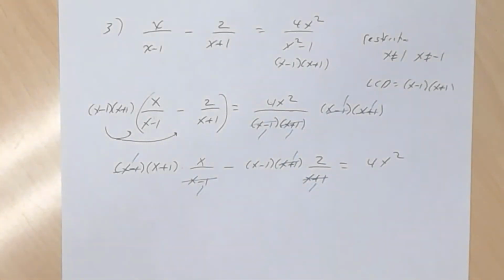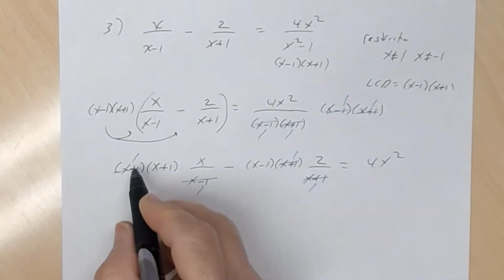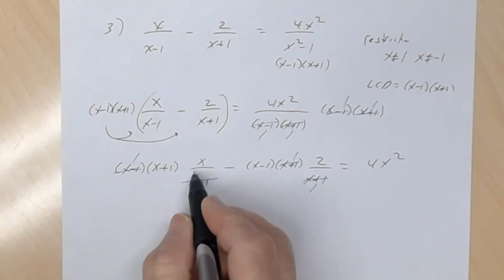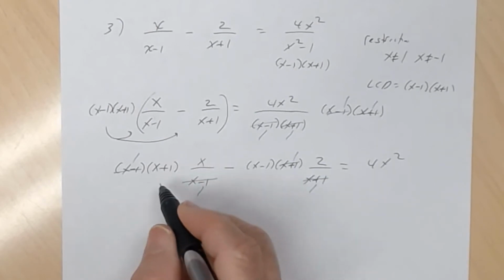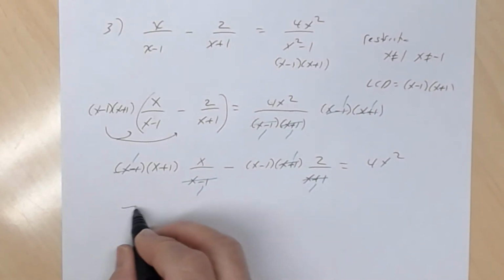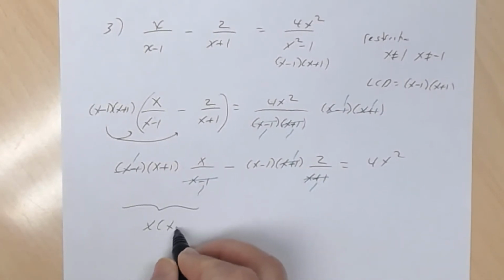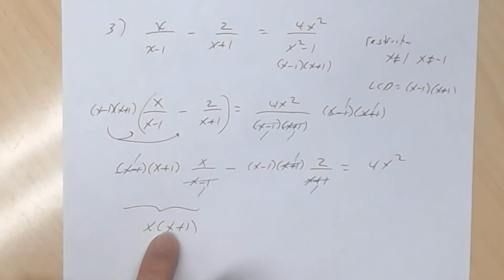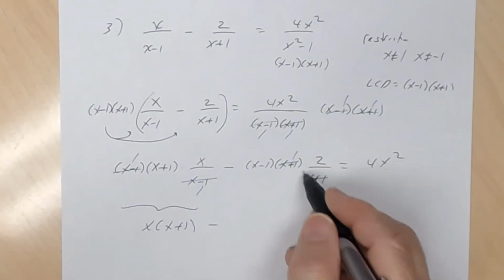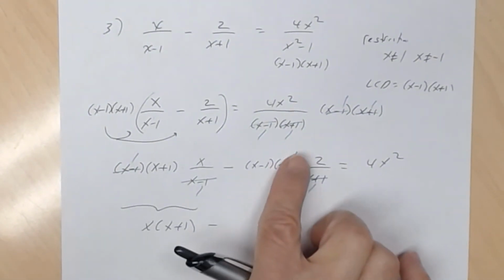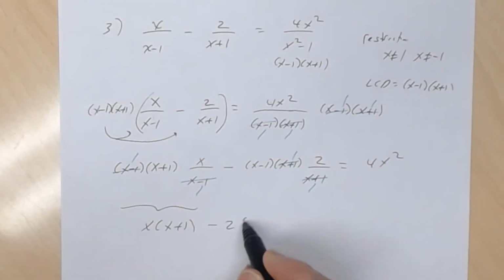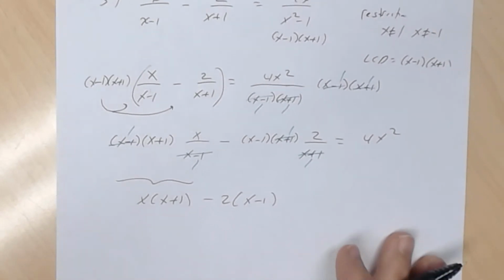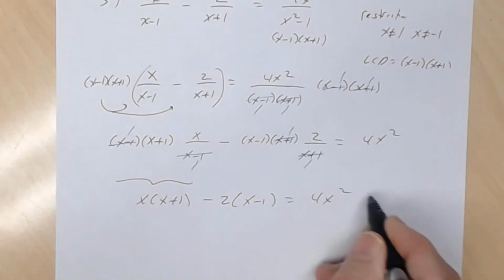Now I'm going to go ahead and rewrite what I have. So this is 1 times x plus 1 times x. So I'm going to put the monomial factor first. So do y'all agree that that right here can be written as x times x plus 1? This times this times this is this. Okay? Minus, same thing here. Put the monomial factor first. So x minus 1 times 2 is 2 times x minus 1. And then equal 4x squared.